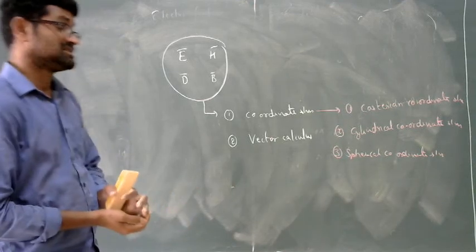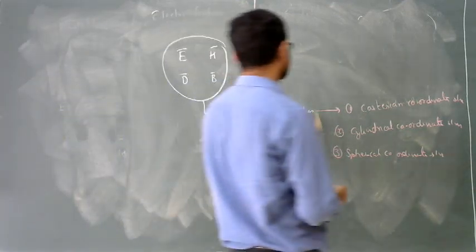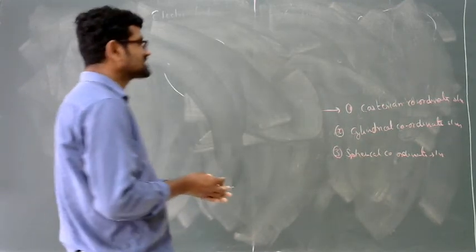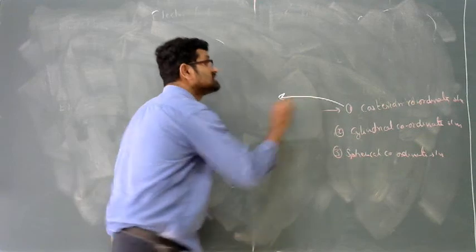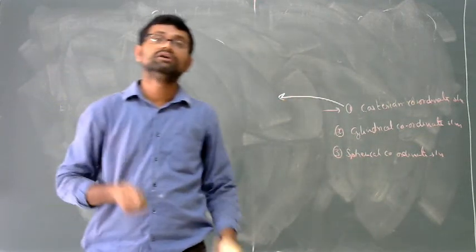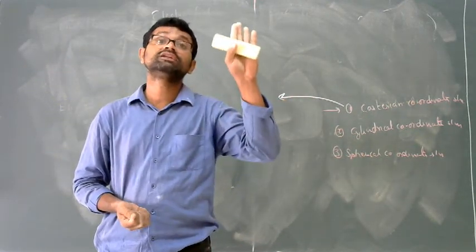About these coordinate systems: the Cartesian coordinate system, the cylindrical coordinate system, and the spherical coordinate system. Why are these the systems we are going to use? You may have a doubt here.